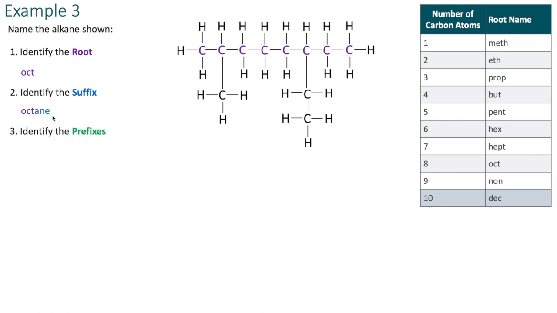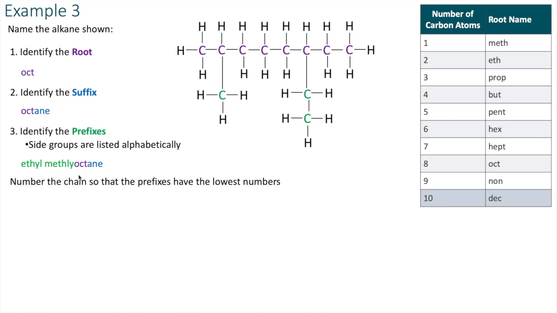The next thing we need to do is identify the prefixes. And in this case, it's a little bit more complicated because we now have 2 side chains. We have a methyl group right here, because we have a 1-carbon side chain, and then we have a 2-carbon chain, and that's going to be ethyl. So we're going to list those alphabetically. So this becomes ethyl, methyl, octane. Remember, E comes before M, that's why we've listed in this order.